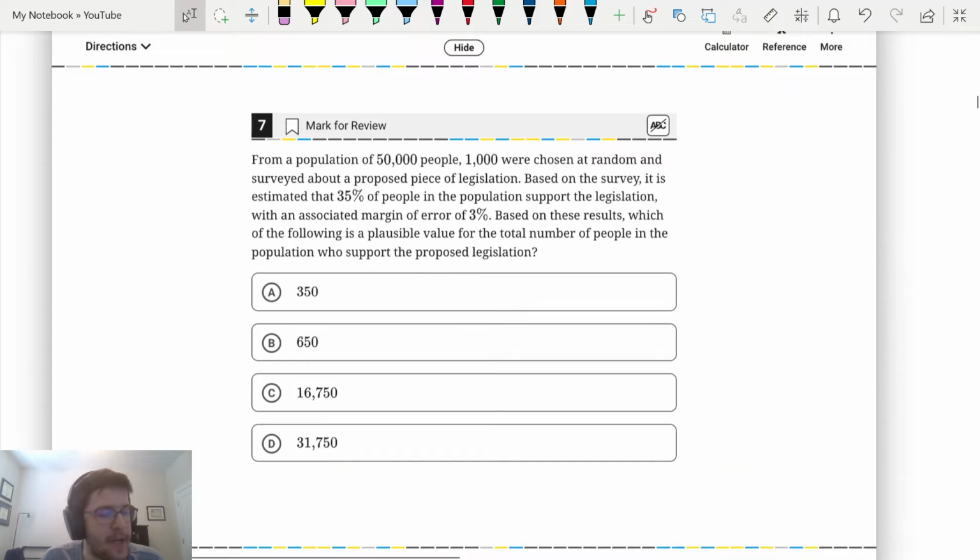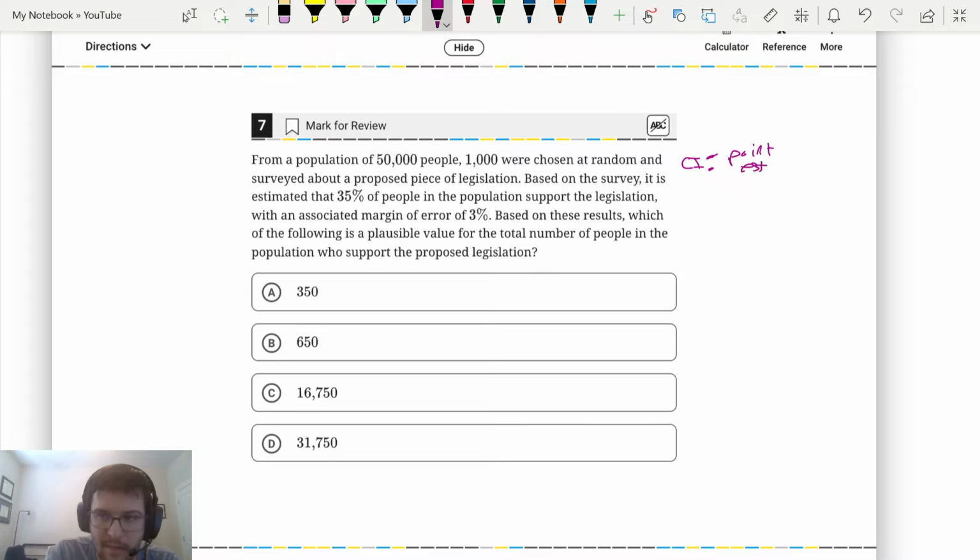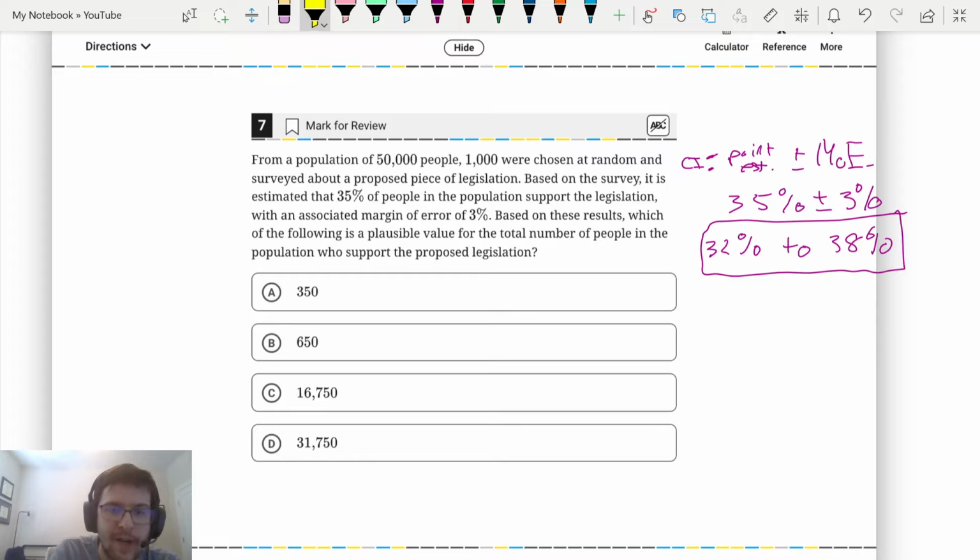Okay, so this is actually kind of making a comeback. They used to ask about margin of error a lot way back in like 2017, 2018, and then they stopped asking about it for a while. So there's this thing called the confidence interval, which is the point estimate plus or minus the margin of error. In this case, the point estimate is the 35%, and the margin of error is 3%. So we go from 32% to 38%. That's our confidence interval. So our plausible values have to fall between 32% and 38%.